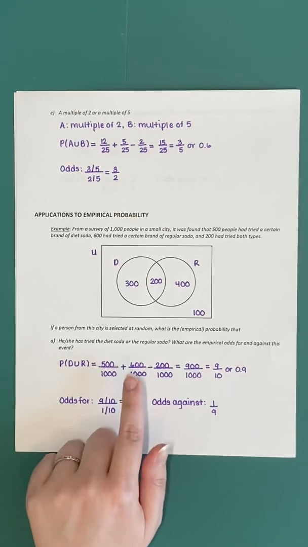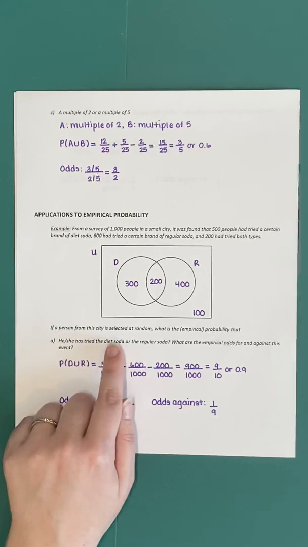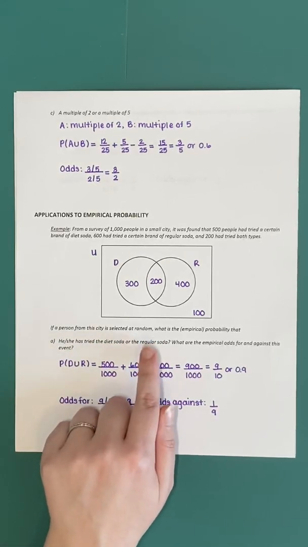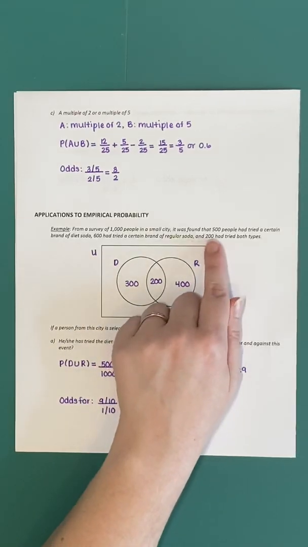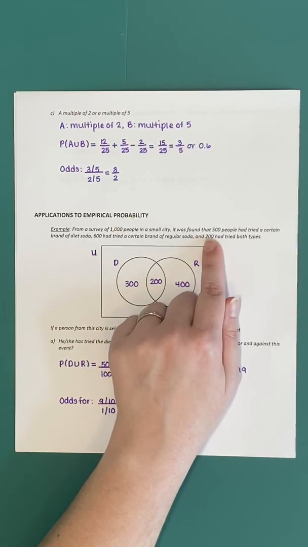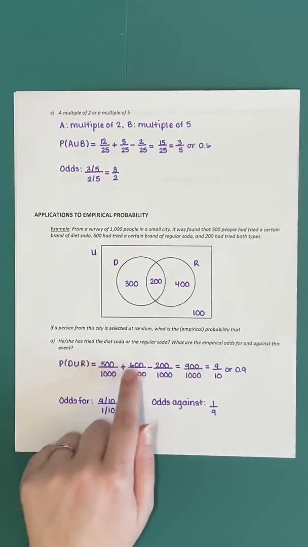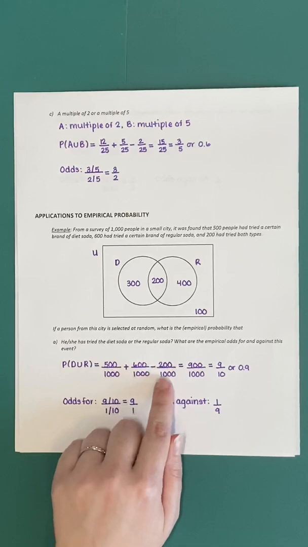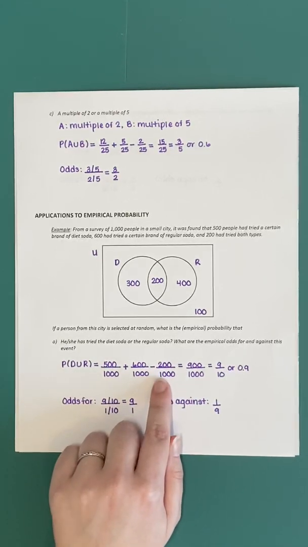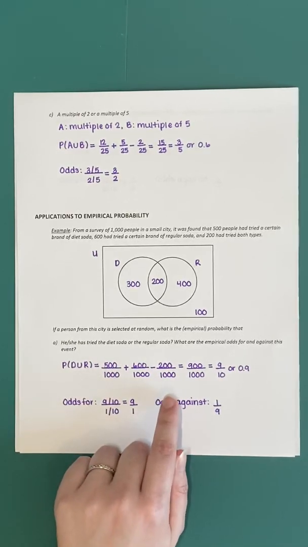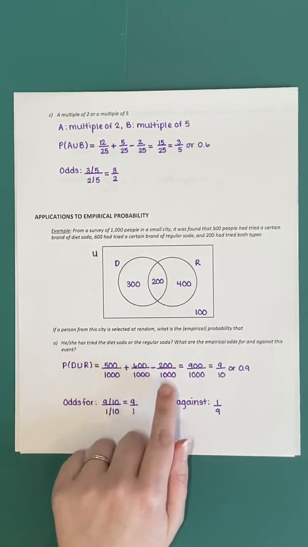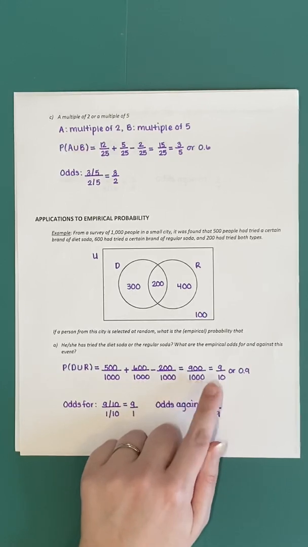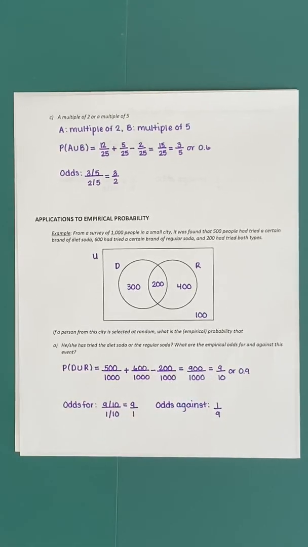Now, are these categories mutually exclusive? If someone's tried the diet soda, is it possible that they also tried the regular soda? The answer is yes. And we happen to know that 200 people fall under this category. So those 200 people were counted in both of these probabilities. So we have to subtract that double counted probability so that it's only counted one time. So we're going to subtract 200 out of the 1,000. And that's going to give us a total of 900 out of 1,000, which reduces to 9 out of 10.